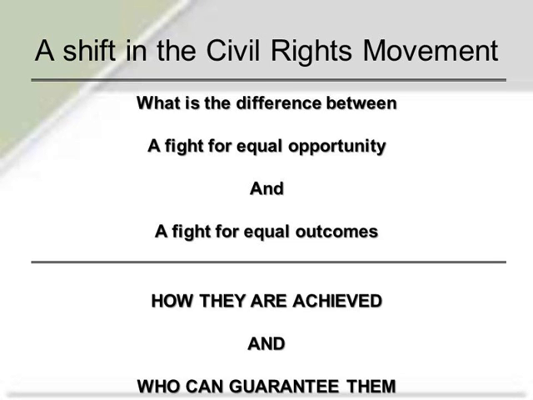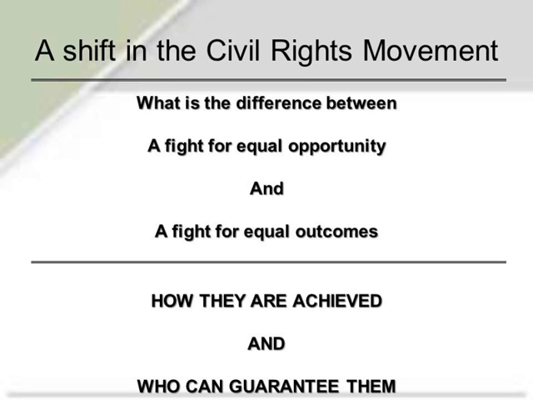And the problem with this shift is when we look at how each of those are achieved. How do you achieve equal opportunity? How do you achieve equal outcomes? That's the first problem. And the second problem is, can we guarantee equal opportunity? And can we guarantee equal outcomes or equal results? There's a very, very difficult battle that's going on today.